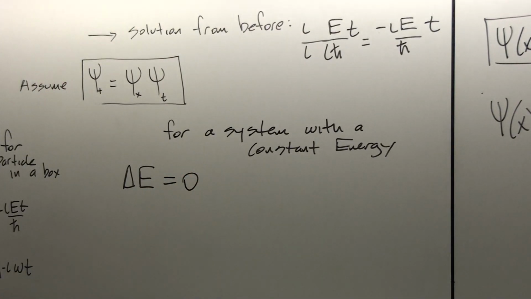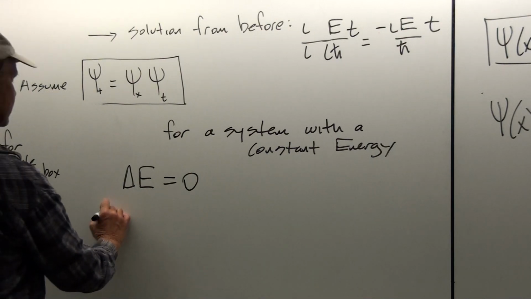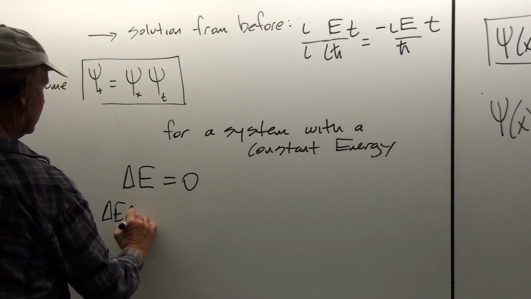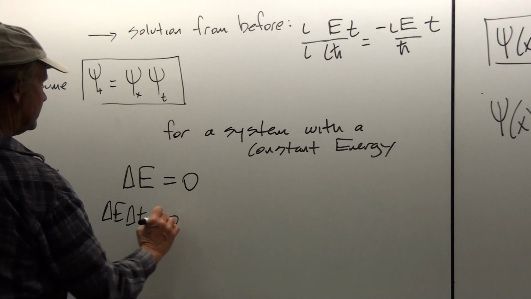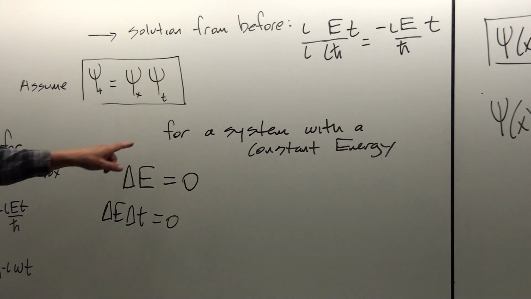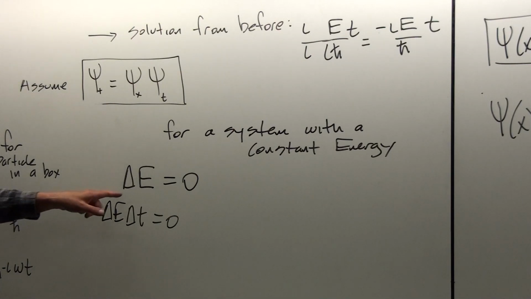From the uncertainty principle, remember that you have delta E delta T is equal to zero. And so with a system that has an absolutely constant energy that doesn't fluctuate, that means that the uncertainty principle is going to tell us that delta E is equal to zero. Now, how would we prove that?